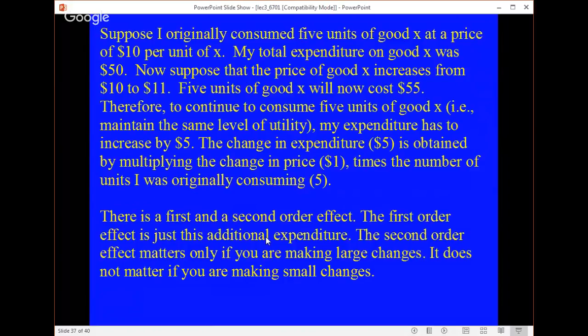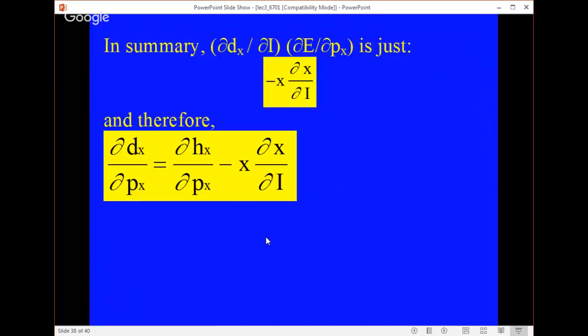Therefore, to continue to consume 5 units of good X, my expenditure has to increase by $5. The change in expenditure of $5 is obtained by multiplying the change in price, $1, times the number of original units I was consuming, 5. There are just first and second order effects. The first order effect is just the additional expenditure. The second order effect matters only if I'm making large changes. It does not matter if I'm making small changes.